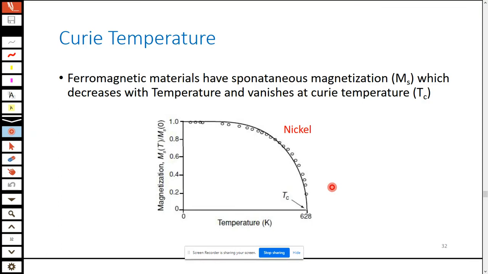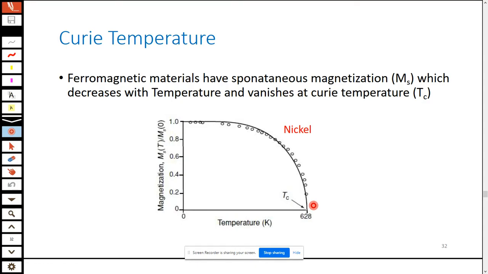Experimentally, he measured many ferromagnetic materials and observed this Curie temperature. For example, in nickel it is around 628 Kelvin. For iron, it is more than 1,000 Kelvin, and so on. So for different materials, the Curie temperature is different.